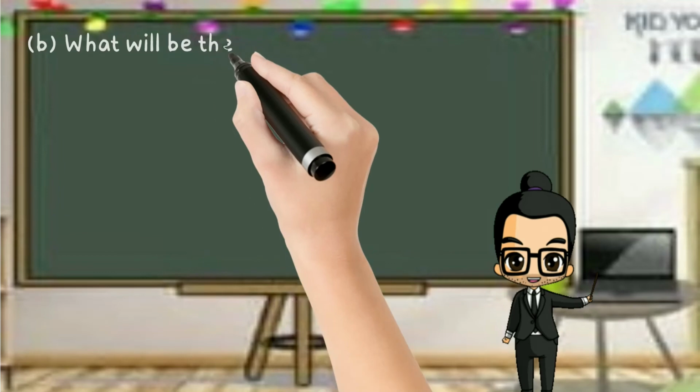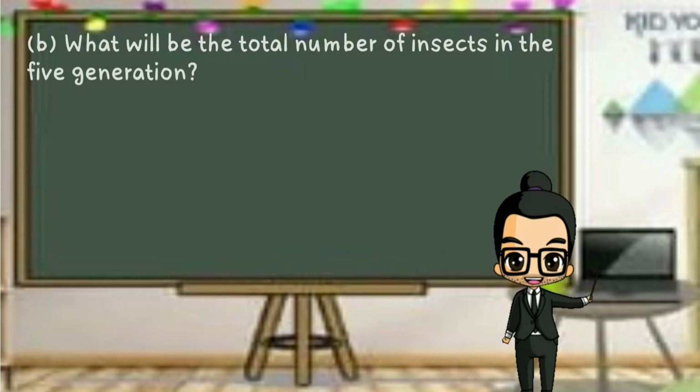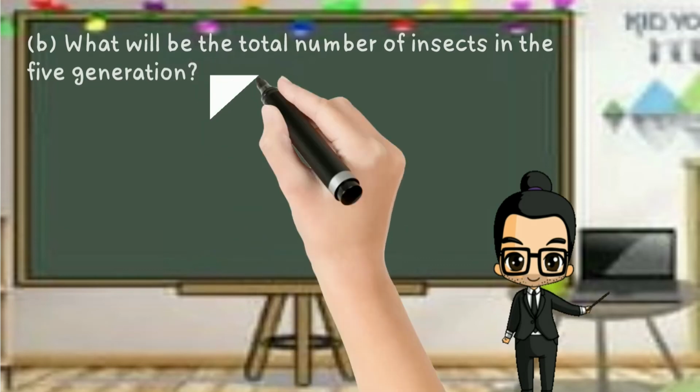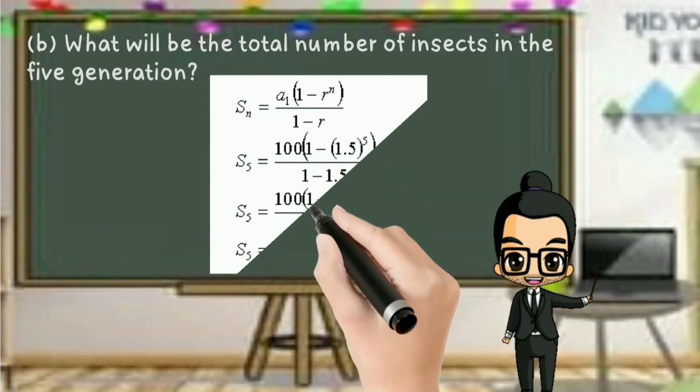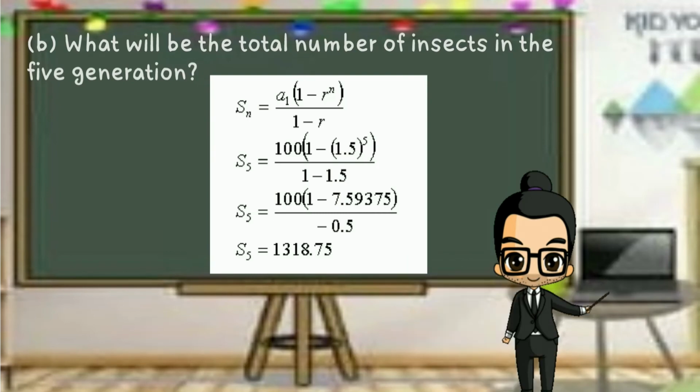For B, what will be the total number of insects in the 5th generation? We find the answer by using the formula for the sum of the first n terms of a geometric sequence, which is Sn = a1 (1 - r^n)/(1 - r). We just substitute the value of n, which is 5, a1 = 100, and r = 1.5, and we will get the answer which is 1318.75. So the total population for the 5th generation will be about 1319 insects.